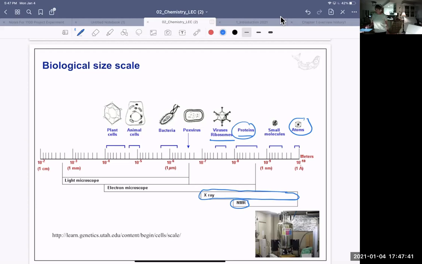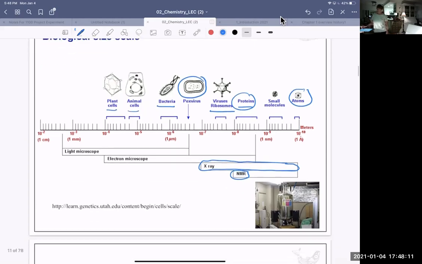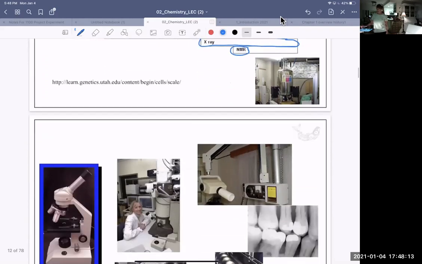But with a light microscope, you can see some of the very large viruses, the pox virus. You can see bacteria with a light microscope, which is what we have at the school, if you go to 1,000 times in particular. And animal cells are around 4, 5, 6 or so micrometers, very small. Nevertheless, you can see them quite well with a light microscope. So that's the biological size scale.